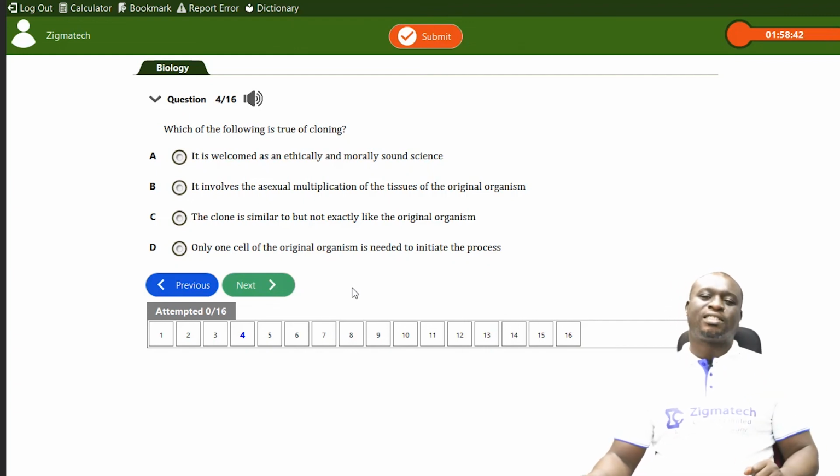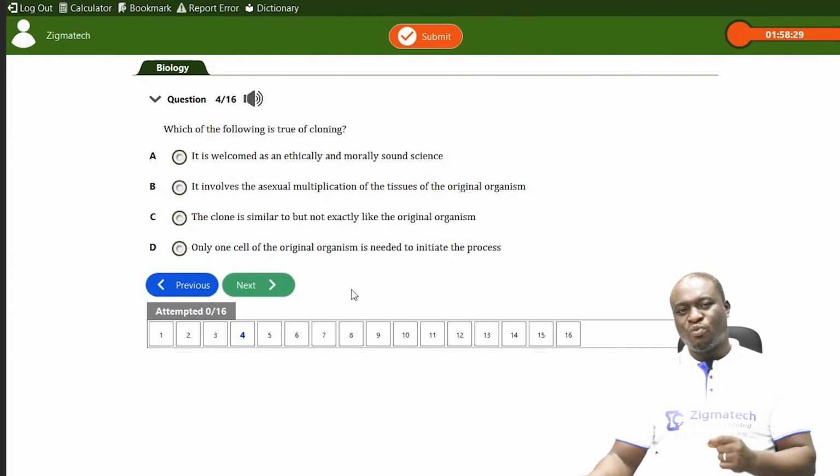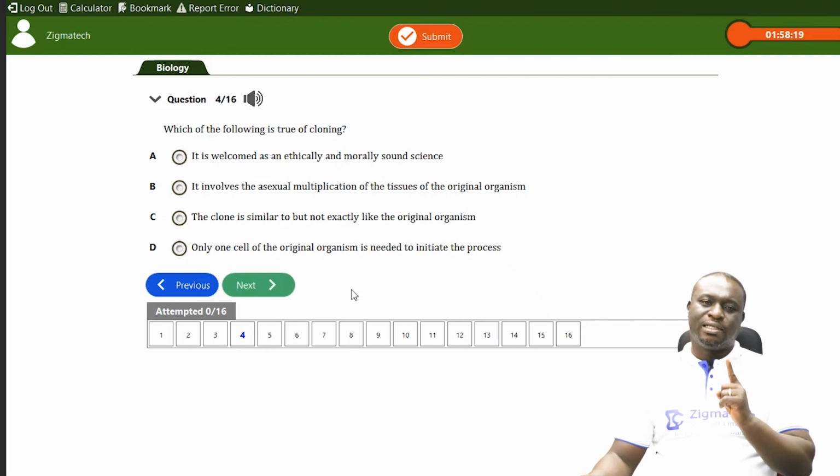Only one cell of the organism is required to initiate the process of what? Cloning. Why? Cloning is the resulting offspring of asexual reproduction. And remember, when we were looking at the differences between sexual and asexual reproduction, we said sexual reproduction involves 2 parent organisms, but asexual reproduction involves 1 parent organism.